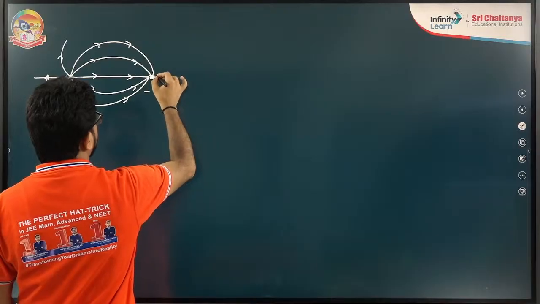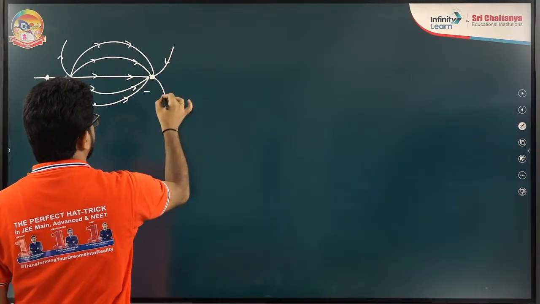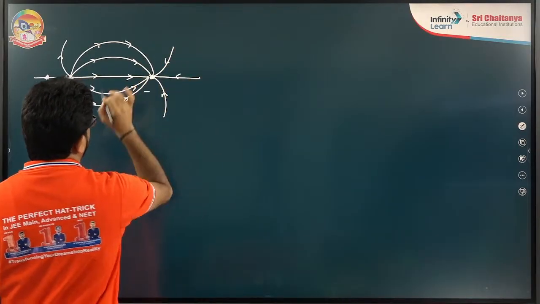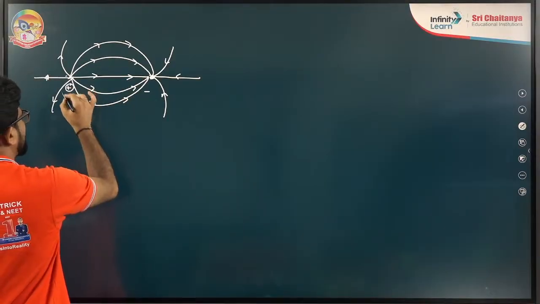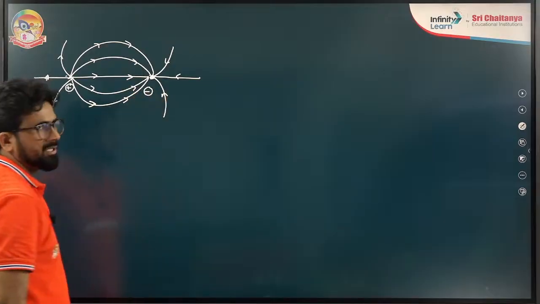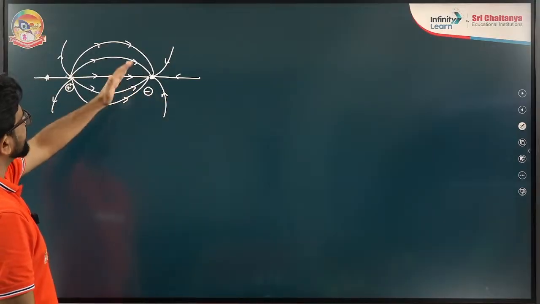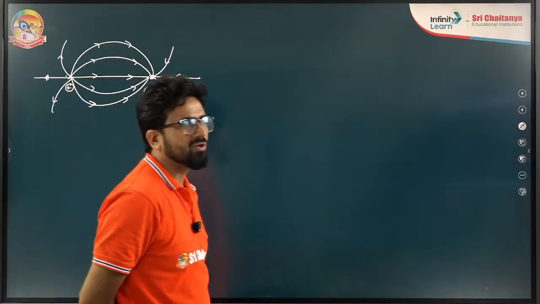If you see this negative charge, the field lines are entering into this negative charge. This is negative charge, it is a positive charge. Positive charge, it is negative charge. So it originates from positive charge, it terminates on negative charge.